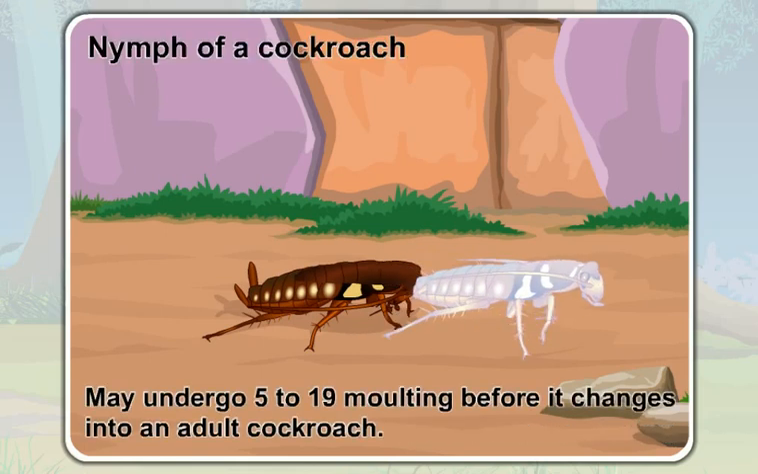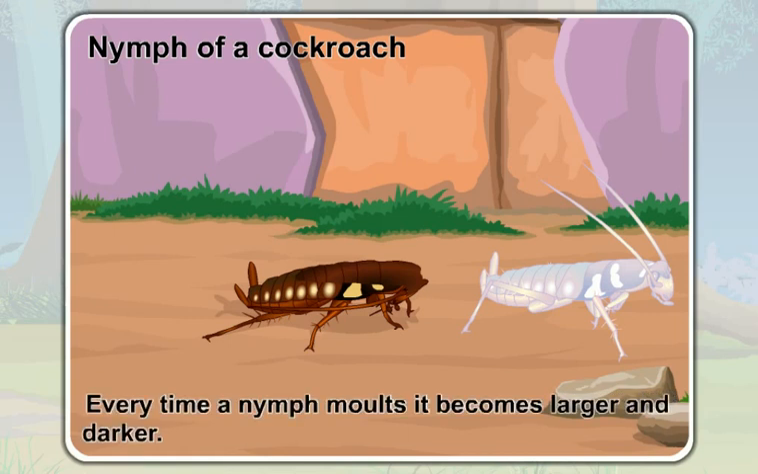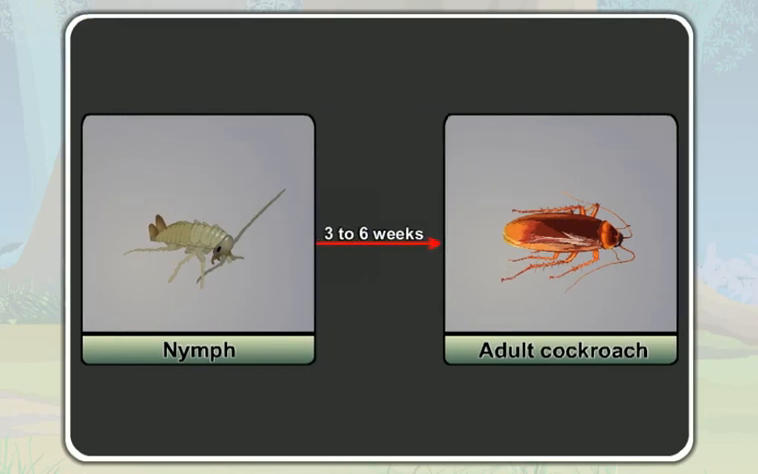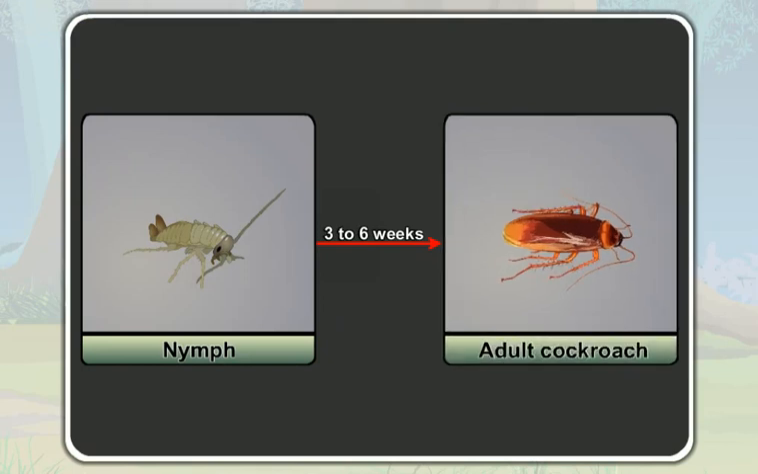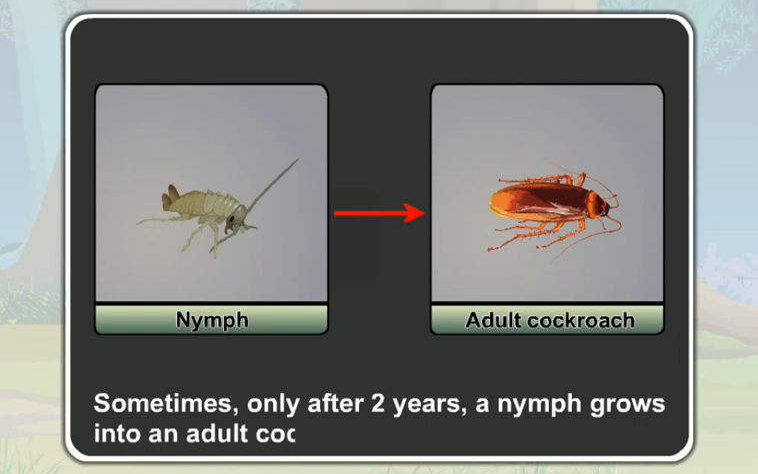A nymph may undergo 5 to 19 molting before it changes into an adult cockroach. Every time a nymph molts, it becomes larger and darker. Usually, in about 3 to 6 weeks, a nymph grows into an adult cockroach. But sometimes, only after 2 years, a nymph grows into an adult cockroach. Isn't that strange?